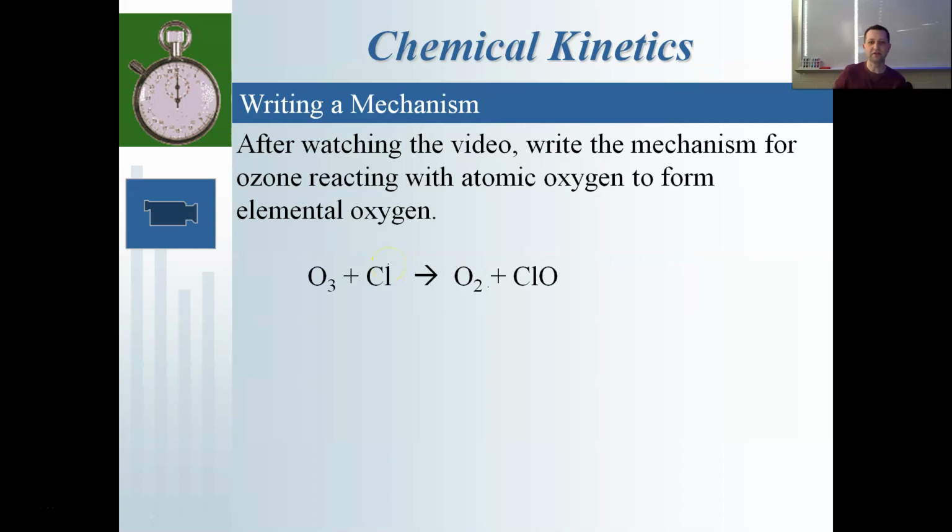Okay, based on watching that video, here's our reaction mechanism for this. So we have ozone O3 plus monatomic chlorine yields O2 plus ClO. Based on what the video said, and then we're going to have our second step of the reaction mechanism. That's going to be ClO plus O yields Cl plus O2. We go ahead and cancel out what we need to here, and we're going to end up with our overall reaction of this. So we have Cl canceling out here. We have ClO canceling out there, and we're left with O3 plus O yields 2O2.